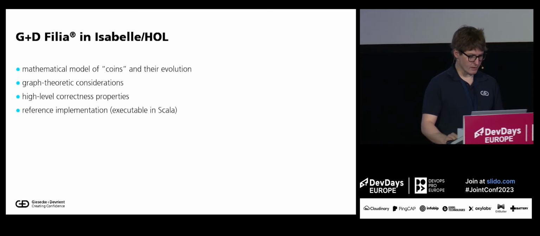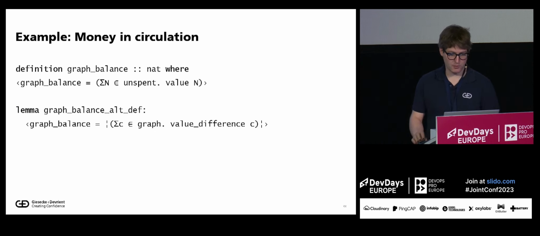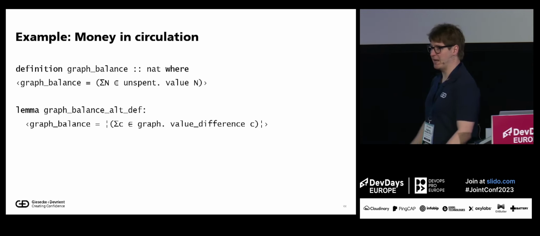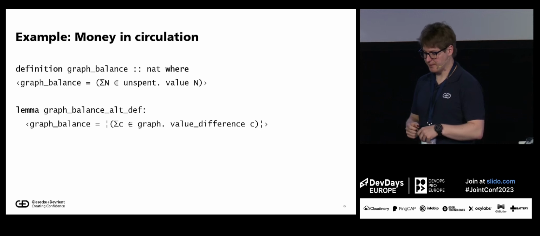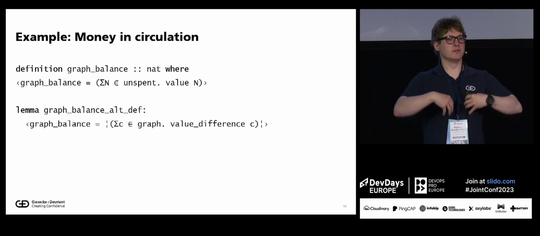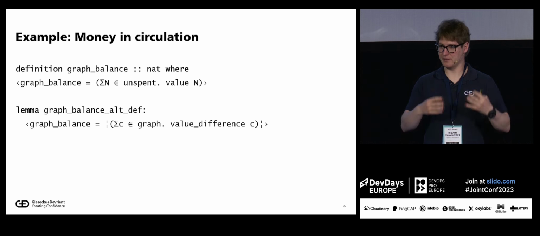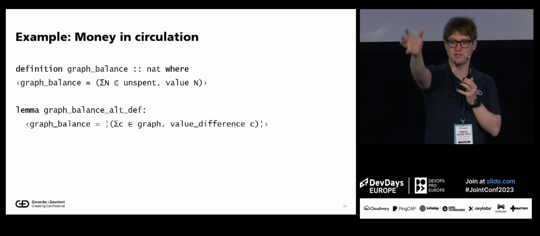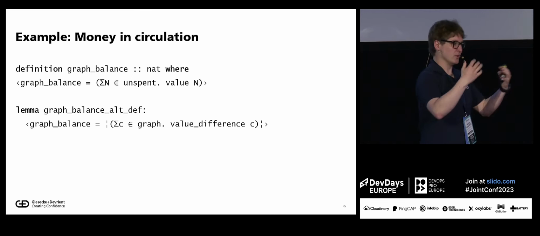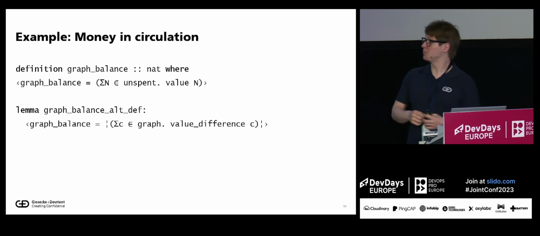Yeah. And just to get an idea, I have copy-pasted some of the Isabelle code here on the slide. So we can define, for example, the balance of the graph, which is the money in circulation. And the graph balance is defined to be the sum of all the values of coins that are not yet spent. Right? So we can look at the set of all the tokens that have not yet changed hands somehow, and then all of that must be the current balance. And then we can prove something about it.